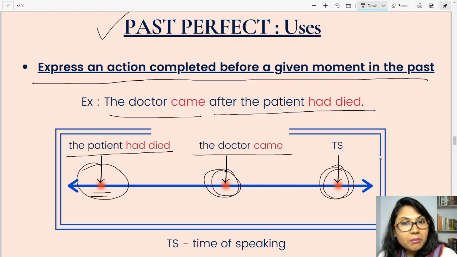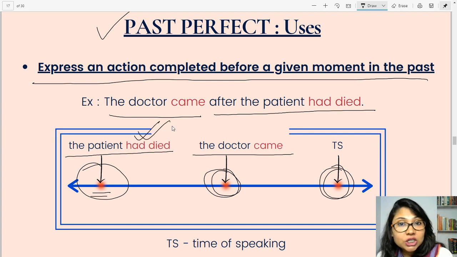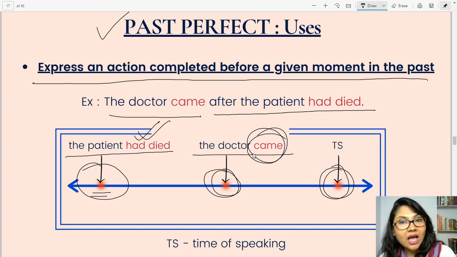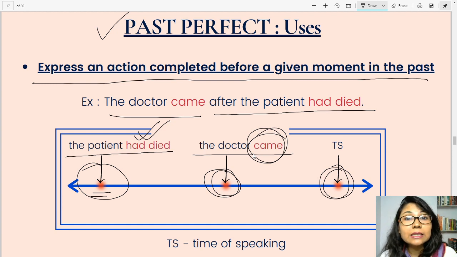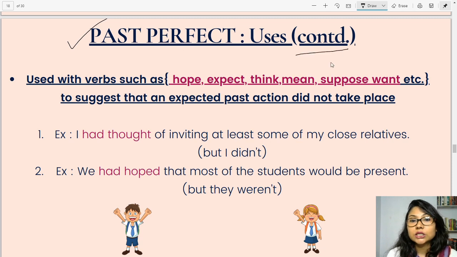Children, always remember, the action that takes place first goes with had, and the action that takes place after that goes with simple past. Alright, very easy to remember. The one that happens first goes with had, and the one that happens after that is simple past. Clear? Let's move on.